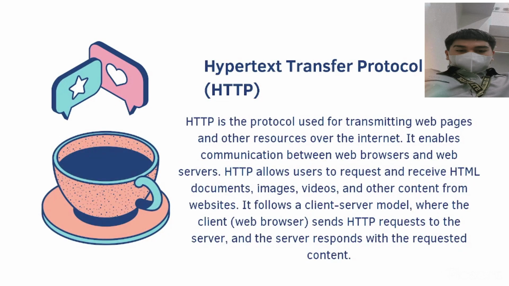So here's the example of the application layer. First one is the Hypertext Transfer Protocol. HTTP is the protocol used for transmitting web pages and other resources over the internet. It enables communication between web browsers and web servers. HTTP allows users to request and receive HTML documents, images, videos, and other content from websites. It follows a client-server model, where the client sends HTTP requests to the server and the server responds with the requested content.